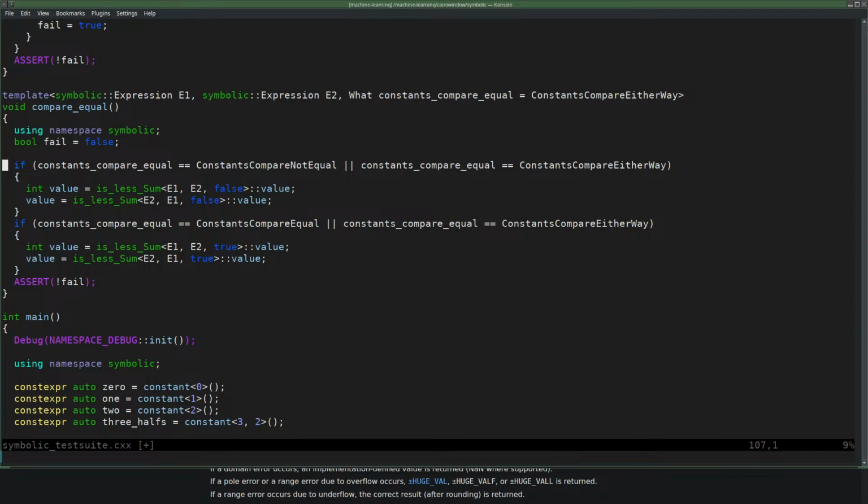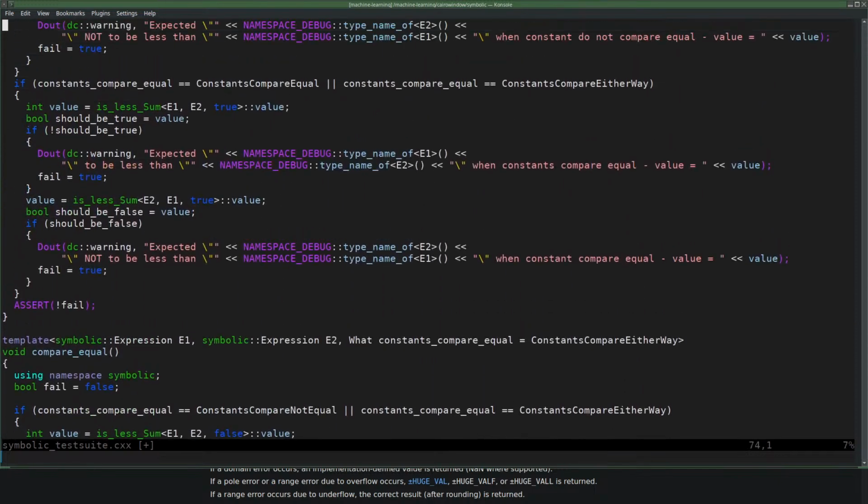So if it is this not equal, this means false. Oh yeah, I didn't finish this code at all. So constant do not compare equal, I have to pass false. And either way, I'm testing that here. And then either way here, I'm testing also the other one. And true then means compare equal. So I get the value for comparing them both ways, E1 first and then E2, or E2 first and then E1, and here as well.